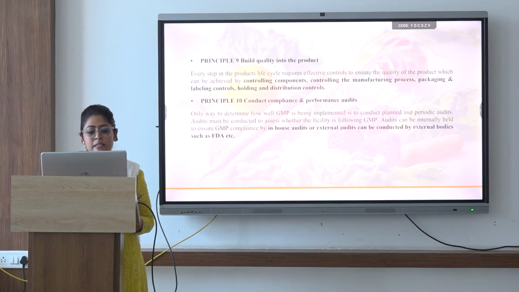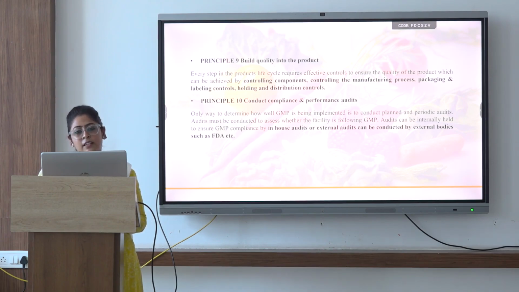And the last principle is conduct compliance and performance audit. So only way to determine how well the GMP is being implemented is to conduct planned and periodic audits, because during audit only you are being examined that whether you are performing everything in a good manner or not, and if you are lacking something, that review is also being given in the audit. So audit is always a chance where you can always improvise yourself. So audit is a must.